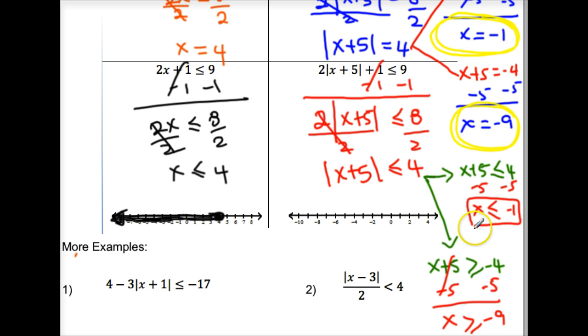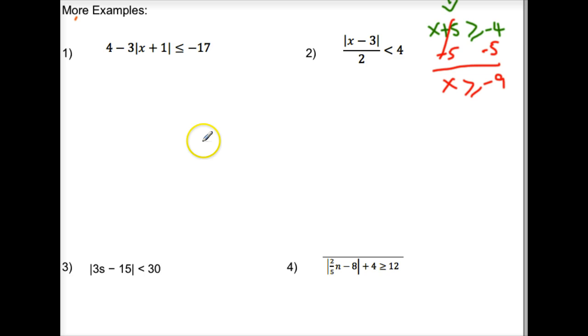So x is less than or equal to negative 1, which is right here. Anything less than would be to the left. And then x is greater than or equal to negative 9. It's going to be a closed circle, and it's going to be greater than. So all my solution would be between these two circles. The very important thing is, how do we switch these up into two answer choices?